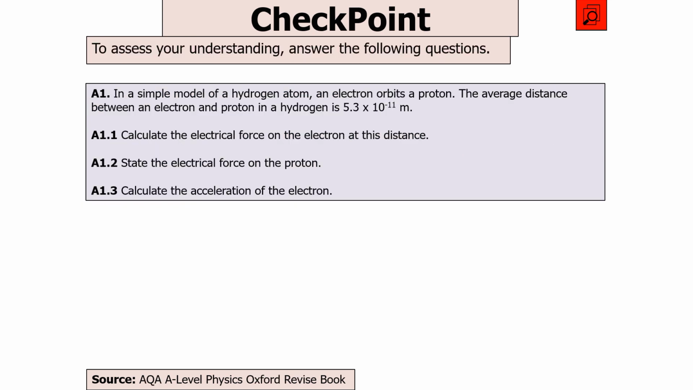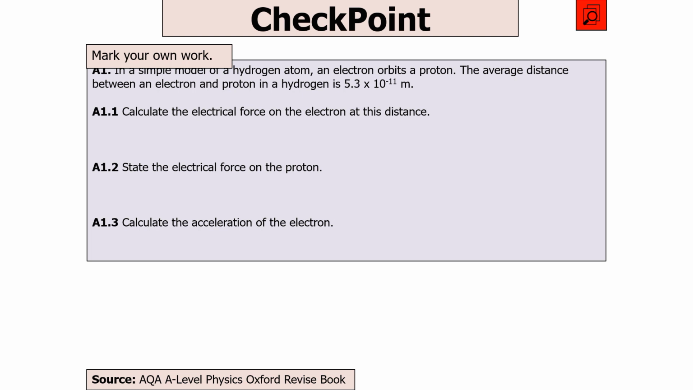So the next question says, in a simple model of a hydrogen atom, an electron orbits a proton. The average distance between an electron and a proton in a hydrogen atom is 5.3 times 10 to the minus 11 meters. Firstly, calculate the electrical force on the electron at this distance. Secondly, state the electrical force on the proton. And thirdly, calculate the acceleration of the electron. So pause the video now, then unpause the video when you want to go through your answer.